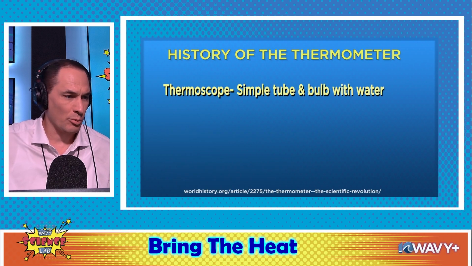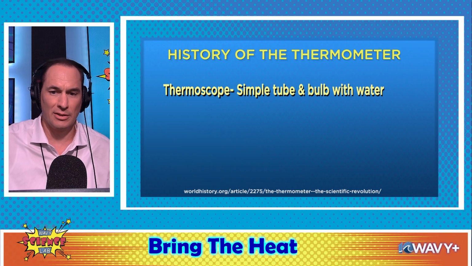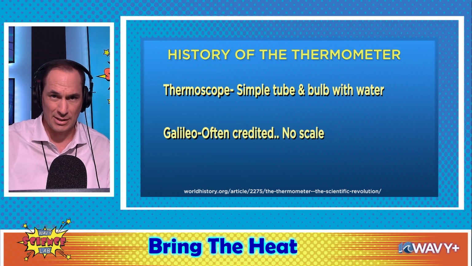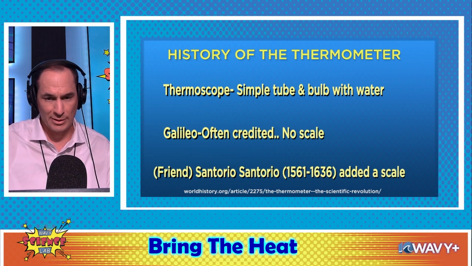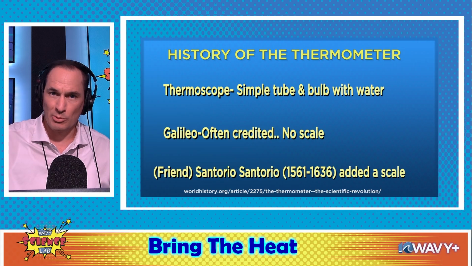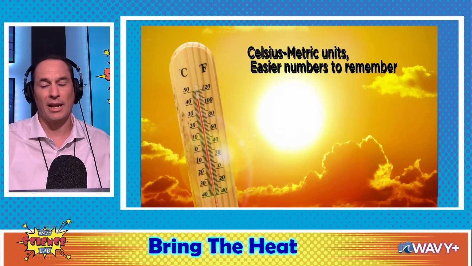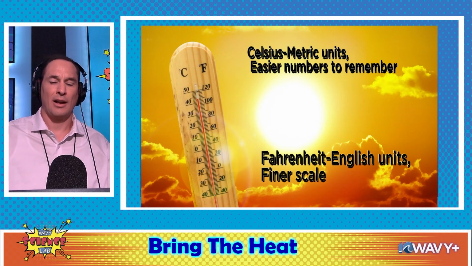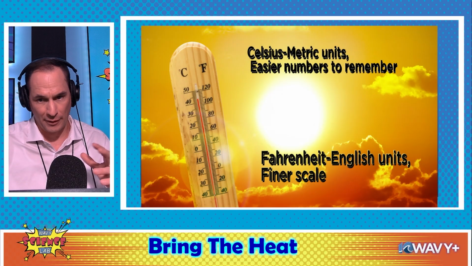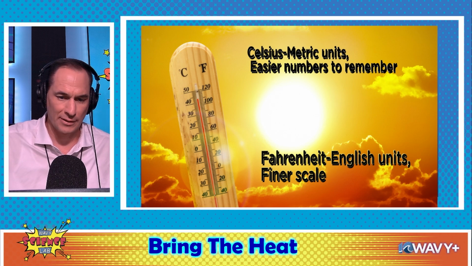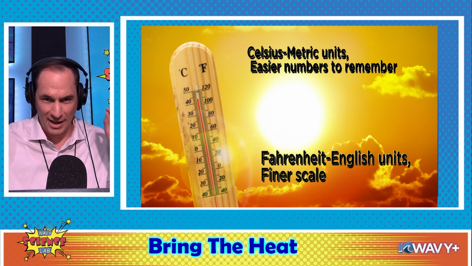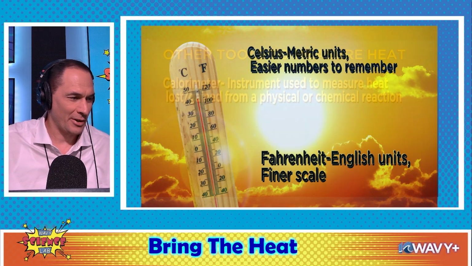The thermoscope was a long time ago, many, many years ago, a simple tube and bulb with water. Galileo was often credited, but he didn't have a scale. Then his friend Santorio added a scale. But then it was refined. They had the Celsius scale, the metric units, and then Fahrenheit, and it developed English units. That's a finer scale, and that's the one that we use here in the United States. With a big F there for Fahrenheit.